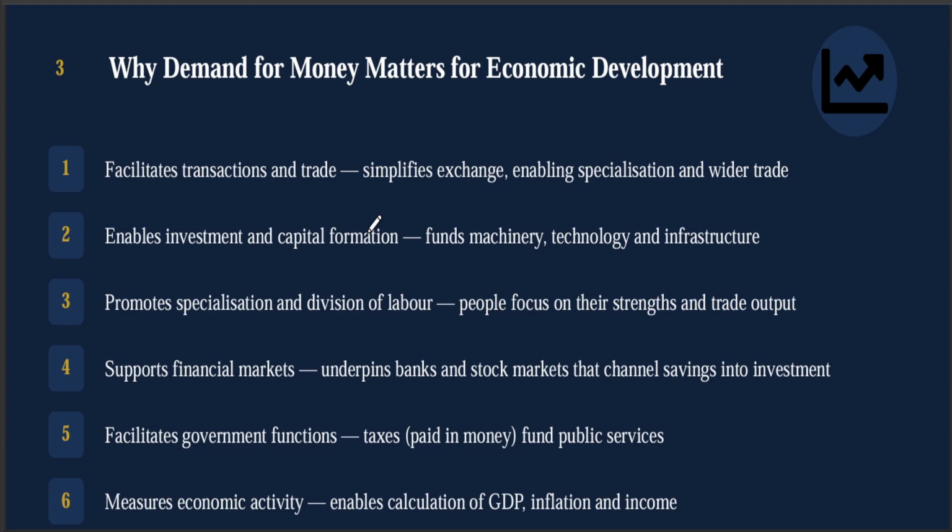Fifth one is facilitates government functions. Okay, it facilitates government function kama vile taxes that are paid in money, fund public services. So, and sixth one, measures economic activity. It allows you to calculate the GDP, especially kama wajua pesa ngapi huwa kuna ule akonao. So it is very easy to calculate GDP, inflation and income.